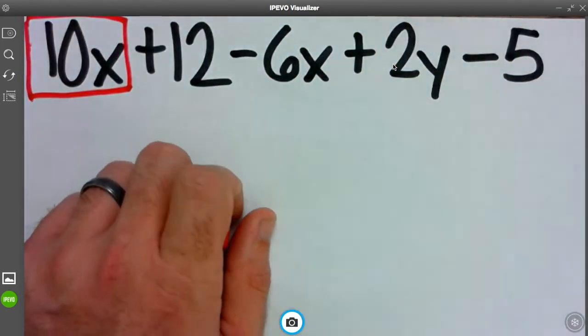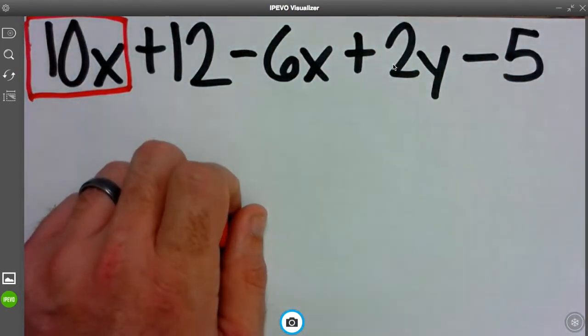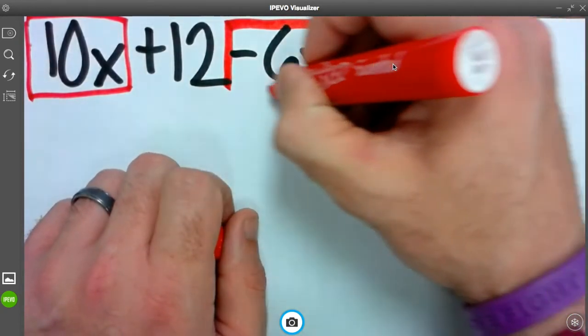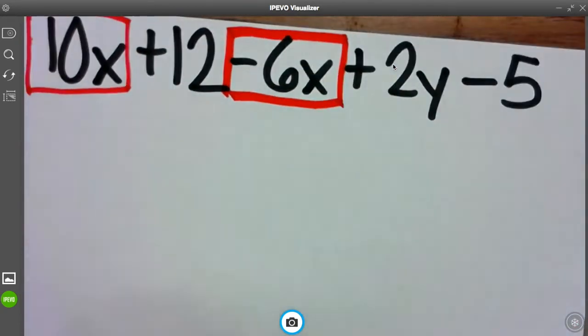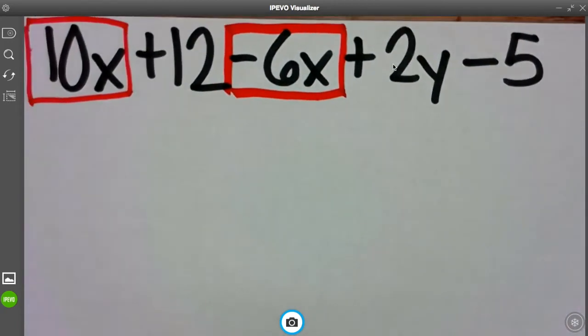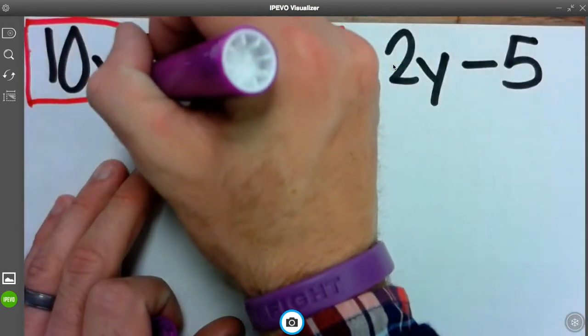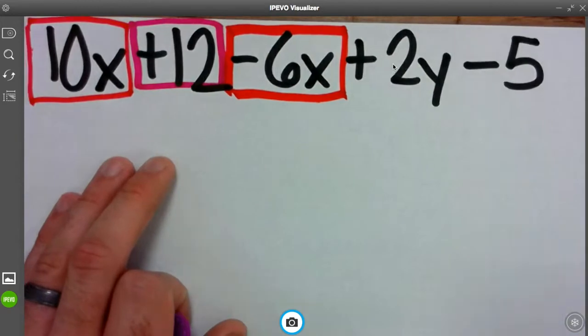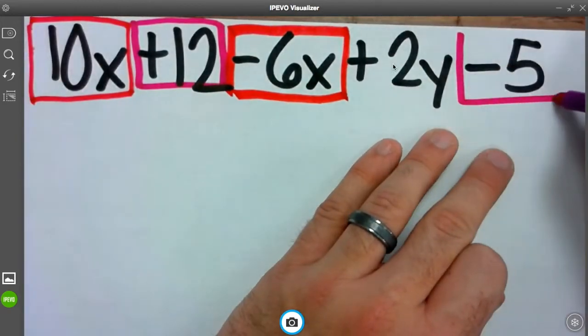Now, just like in the last problem, I need to make sure I include the sign. Okay, so that means that's a negative 6x. Yes, it's minus 6x, but that means the same thing as negative 6x. So next, I have a constant of 12. Okay, so I'm going to use purple for it. My other constant in the problem is this negative 5 here.